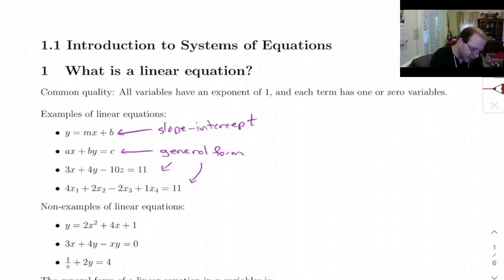Just for a few non-examples, these are not linear equations down here. This one, because there's an exponent of 2, is immediately not a linear equation. This is not a linear equation either because it's got x and y multiplied together. And same thing down here. The problem with this one is we've got this 1 over x, which is like x to the negative 1 power. So that's not a linear equation.